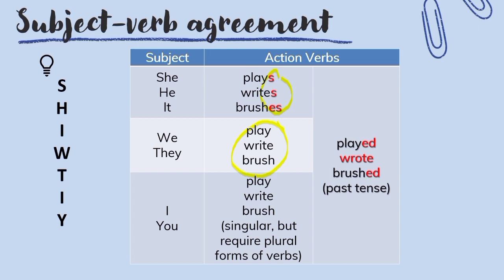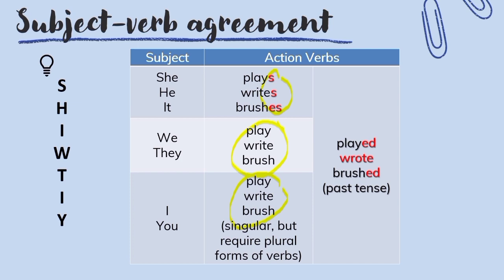Now I and you are special. Why? Because they are singular but require plural forms of verbs. So you still use play, write, brush. No need to add s or es.